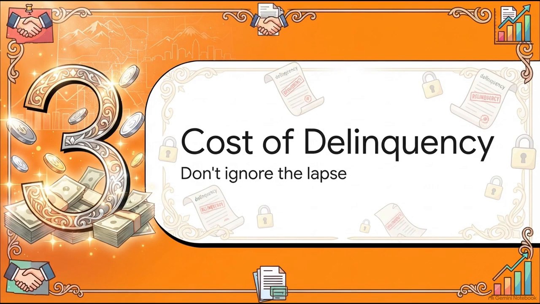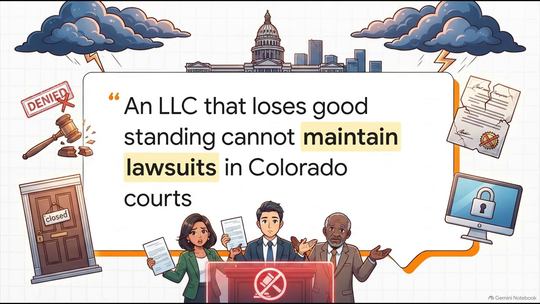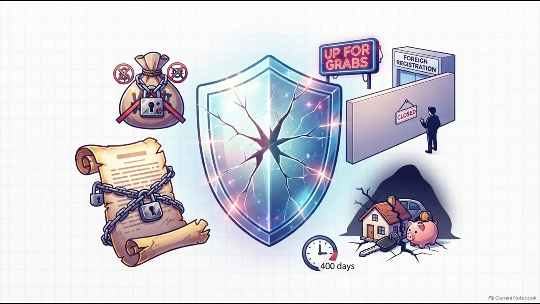Section 3, the cost of delinquency. Why you can't afford to ignore a lapsed status. Now, you might be tempted to just ignore a delinquent status, right? Please don't. Sitting in delinquency is incredibly dangerous for your day-to-day operations. Under Colorado law, a delinquent status essentially acts as a litigative lockout. Your business is entirely stripped of its capacity to maintain legal proceedings in any Colorado state court until you fix it. Think about what that litigative lockout actually means for you in the real world.